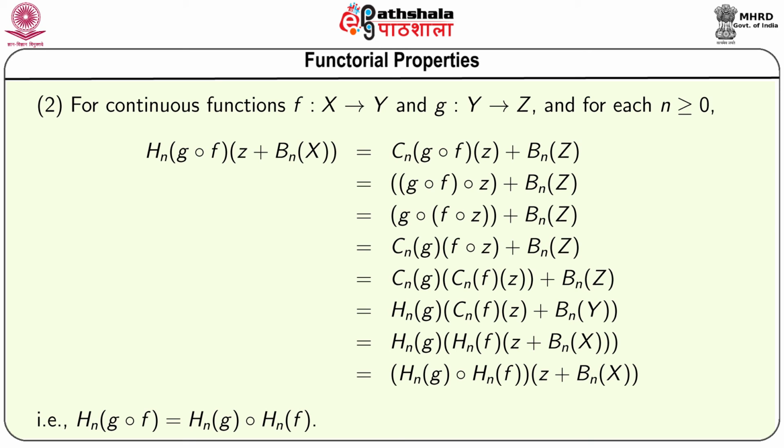But the definition of Cng says that Cng of f composed z is equal to g composed f composed z, and thereby gives Cng of Cnf z plus Bnz. But that is equal to Hng of Cnf z plus Bny, so that it is equal to Hng Hnf on z plus Bnx. That means Hn of g composed f on z plus Bnx is equal to Hng composed Hnf operating on z plus Bnx, so that Hn of g composed f is equal to Hng composed Hnf.